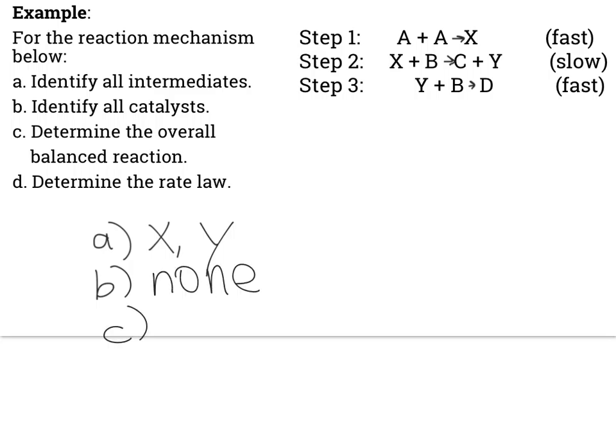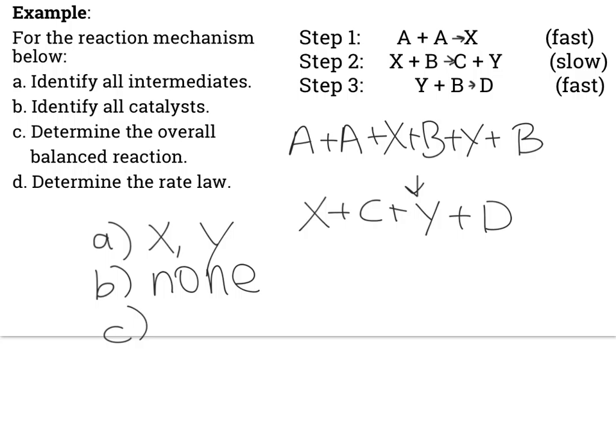Okay? Determine the overall balanced reaction. Well, if we add up the left side, we get that. And our products, I'm going to put them vertically. When we add all those up, we get that. Now, I don't really recommend normally doing this vertically. I just kind of ran out of room. But you can see that there are some compounds that appear on both sides. All we have to do is cross those out.